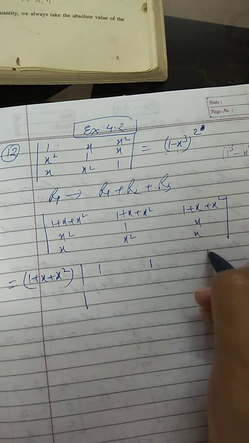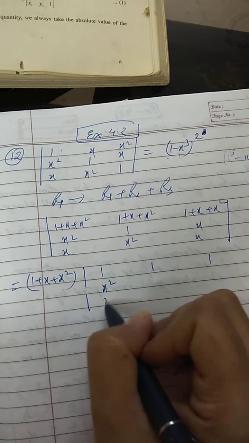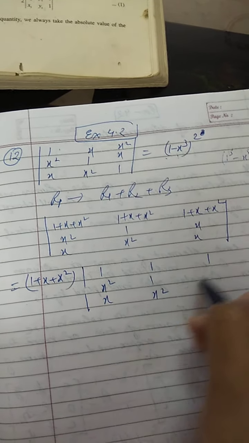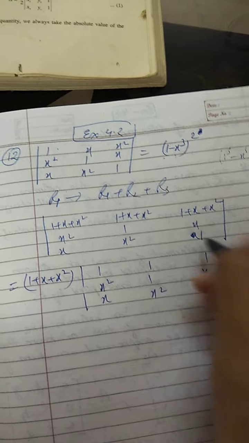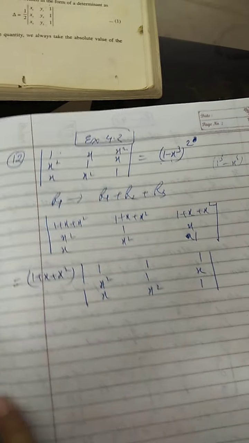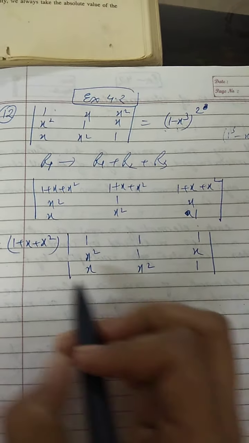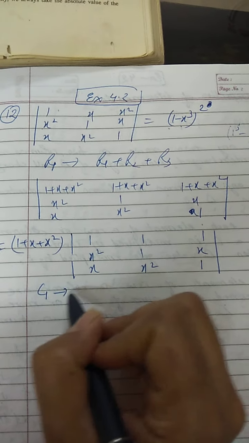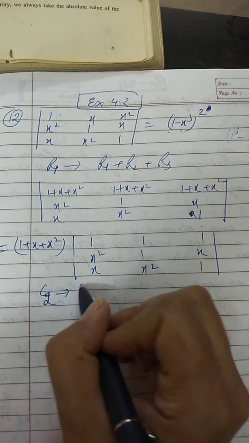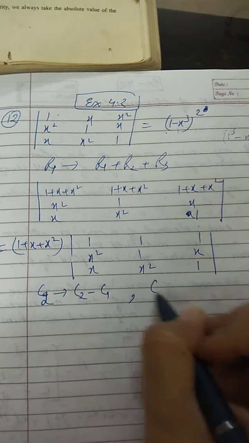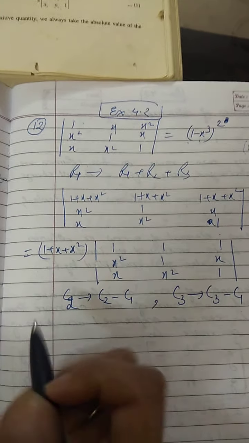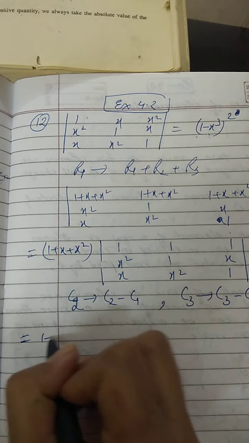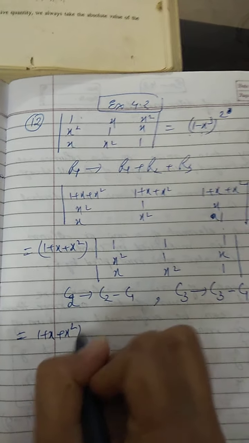row will become 1 1 1, and we know whenever any row or column becomes 1, 1 and 1, right, what we are supposed to do, we will make these two ones as 0. So we will apply the operation now column-wise. In C2 we will do C2 minus C1, and in C3 also we will do C3 minus C1, right? So definitely you will get your answer.